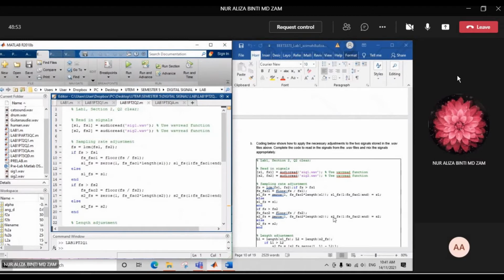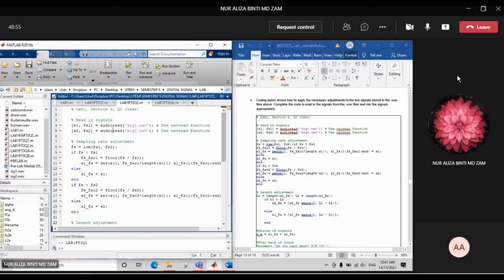Okay, this is the coding. First, we have to use the audioread function: sine 1 wave from the previous question, and sine 2 wave from the previous question. Make sure the sine 1 and sine 2 wave is the same file in the coding file. Okay, so we run the coding.